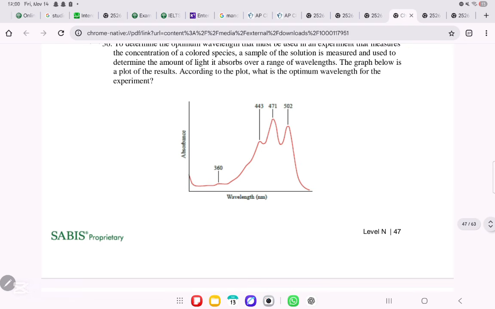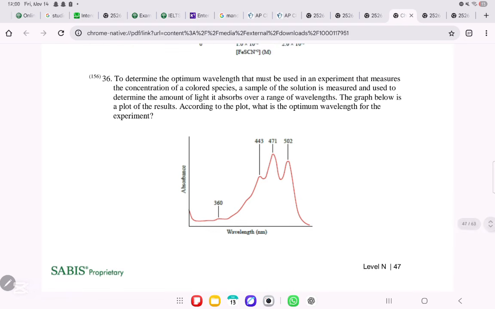We'll move on to question 36. To determine the optimum wavelength that must be used in an experiment that measures the concentration of a colored species, a sample of the solution is measured and used to determine the amount of light it absorbs over a range of wavelengths, blah blah blah. According to the plot, what's the optimum wavelength for the experiment? You just take the highest point of absorbance, and you see that the wavelength is 471.